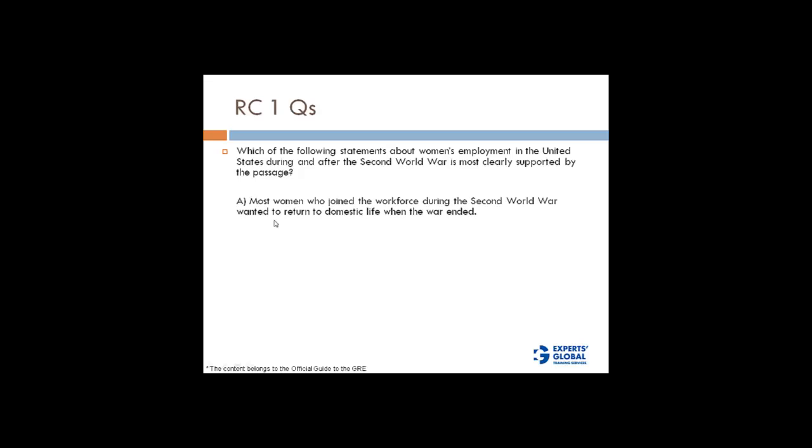Based on that, which of the following statements about women's employment is most clearly supported by the passage? Option A: Most women who joined the workforce during World War II returned to domestic life when the war ended. This is not correct, because many women in the agriculture sector continued to grow. So this is not correct.